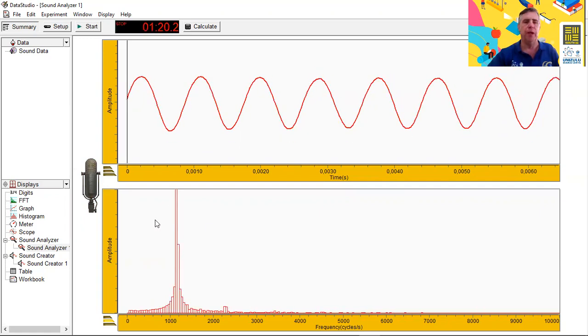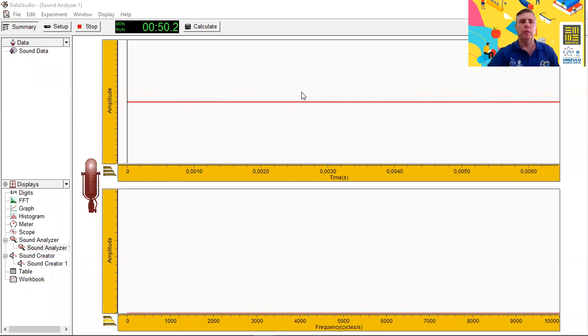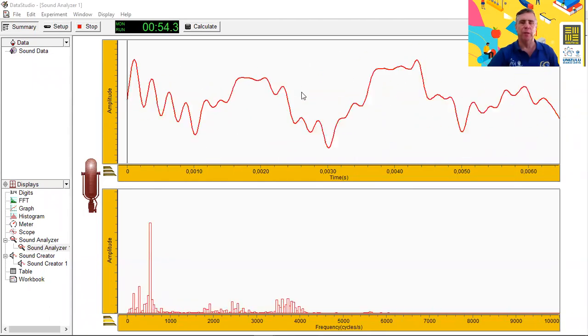And if I freeze that, you can see an almost perfect sine wave here. And at the bottom, just one frequency selected. With the recorder, it was more bumpy because there were overtones and additional harmonics, which made the sound more interesting. So up to now, the computer was analyzing a sound which I was creating.